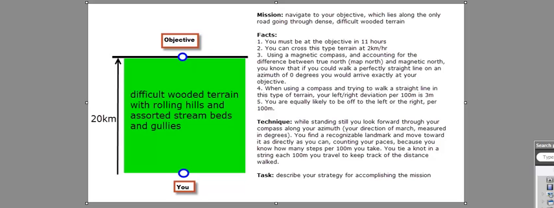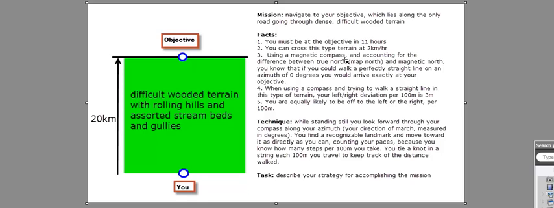And the logic problem is this. Suppose you're located in a wooded area. It's difficult terrain, thickly wooded, rolling hills, lots of streams and gullies to make it hard to walk a straight line. And you've got to traverse 20 kilometers and reach an objective along the only east-west road in the forest. Now you've got to be at that objective in 11 hours, and you know from practice that you can cross this type of terrain at 2 kilometers an hour.